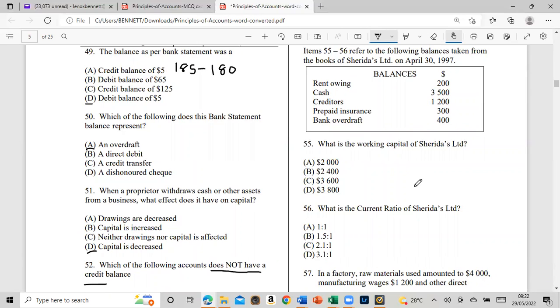Items 55 to 56 refer to the following balances taken from the books of Readers Limited on April 30, 1997. The balances are as follows: rent owing, $200; cash, $3,500; creditors, $1,200; prepaid insurance, $300; and bank overdraft, $400. Now, 55 says, what is the capital of Readers Limited?